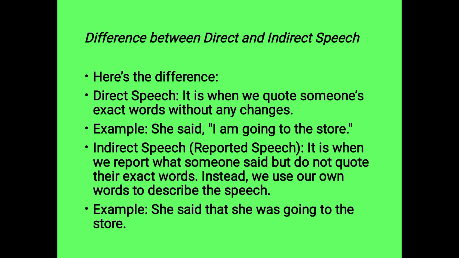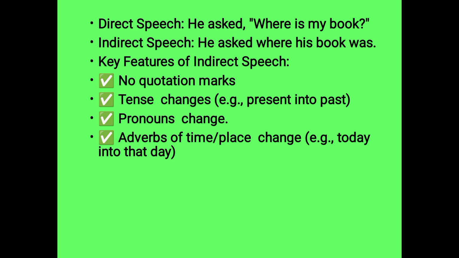Difference between direct and indirect speech. Direct speech is when we quote someone's exact words without any changes. Example: she said, "I am going to the store." Indirect speech is when we report what someone said but do not quote their exact words. Instead, we use our own words to describe the speech. Example: she said that she was going to the store. Direct speech: he asked, "Where is my book?" Indirect speech: he asked where his book was.